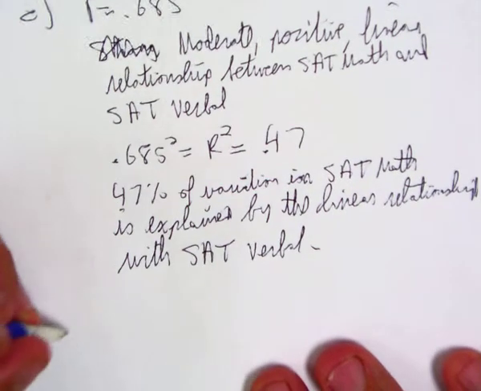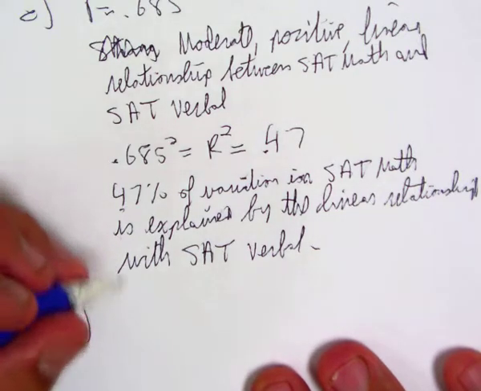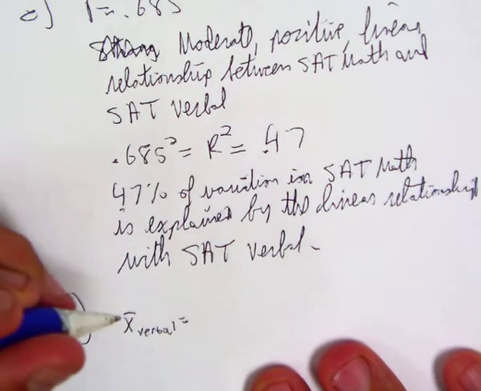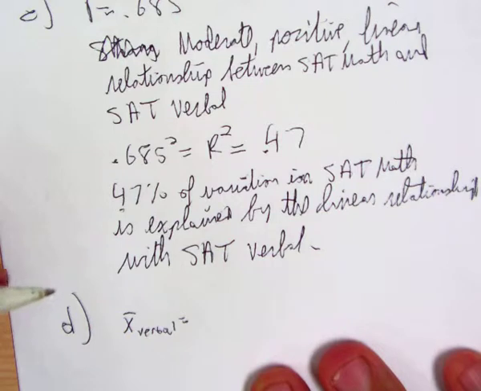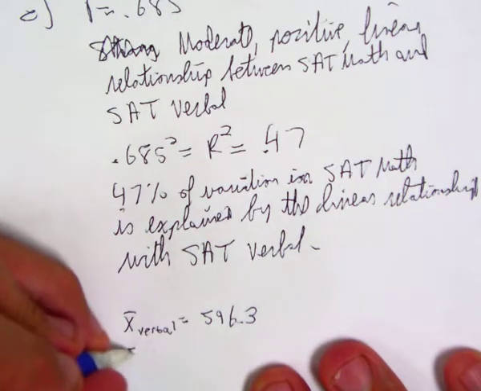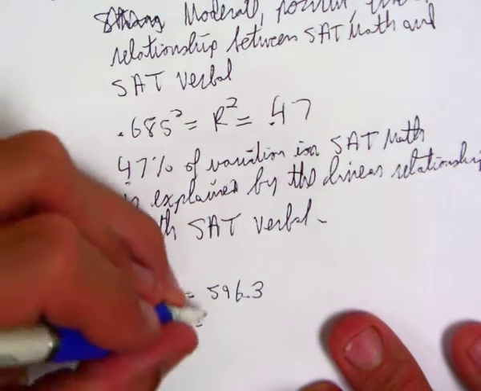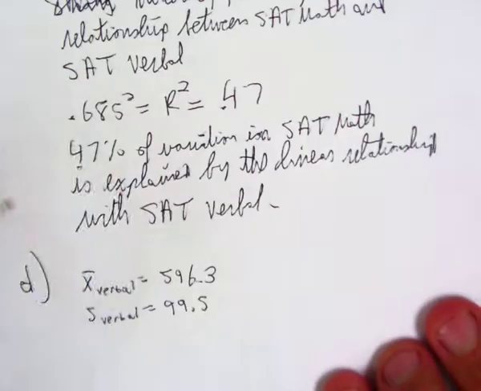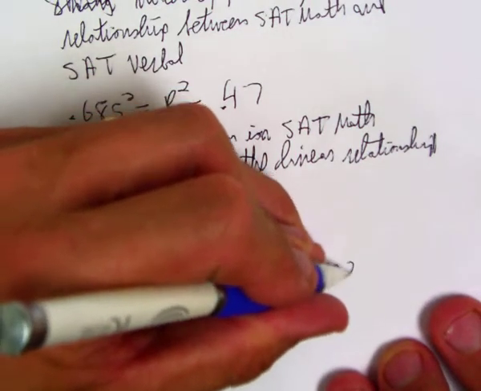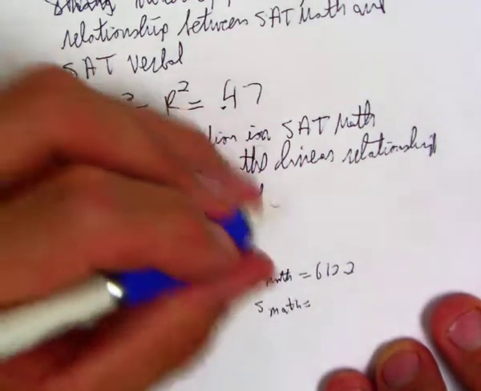So now in D, they tell us that the verbal math scores, which is our X variable here, was 596.3, and the standard deviation of the verbal was 99.5, and then the average math is 612.2, and a standard deviation of 96.1.